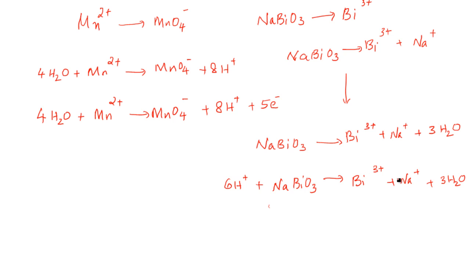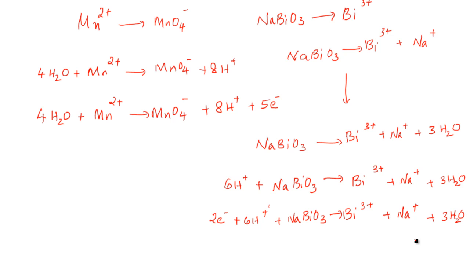So to make both sides 4+, the smaller number, what do we need to do? Add 2 electrons to the left side. So the left side becomes 2 electrons plus 6H+ plus NaBiO3 giving you Bi3+ and Na+ and 3H2O. Both reactions are balanced. Now we need to figure out how we can make the electrons on both sides the same.